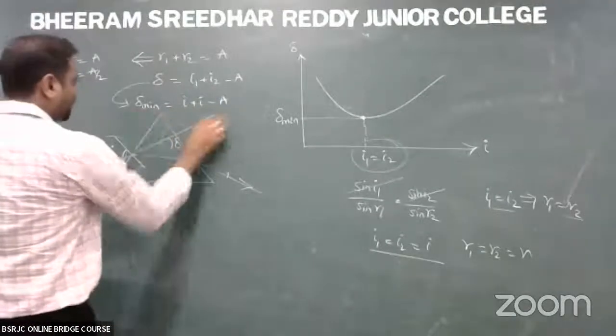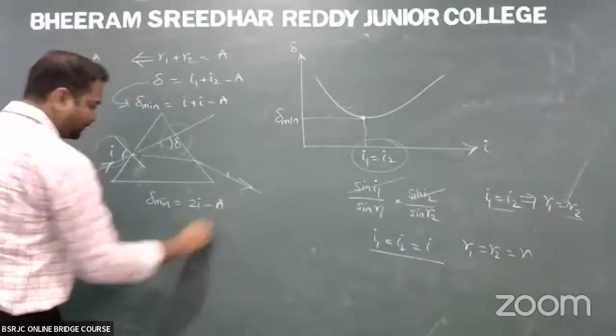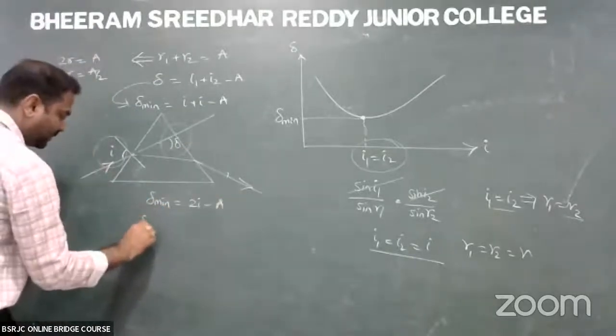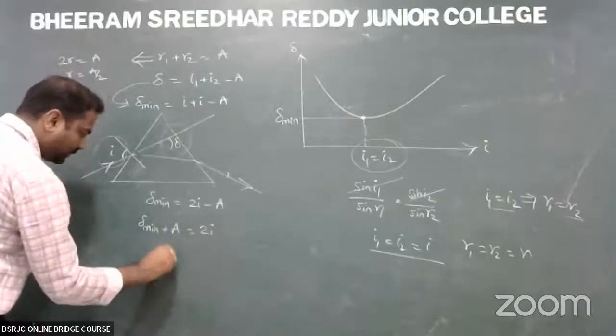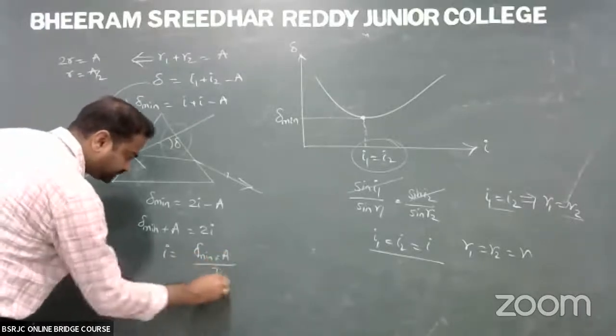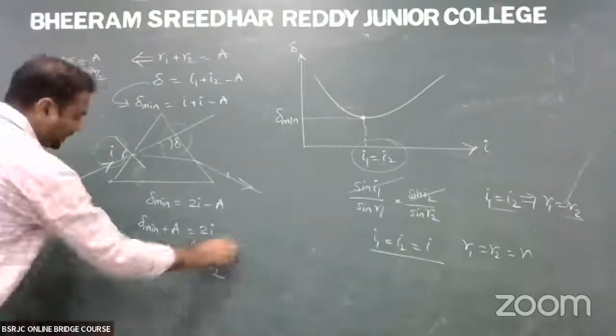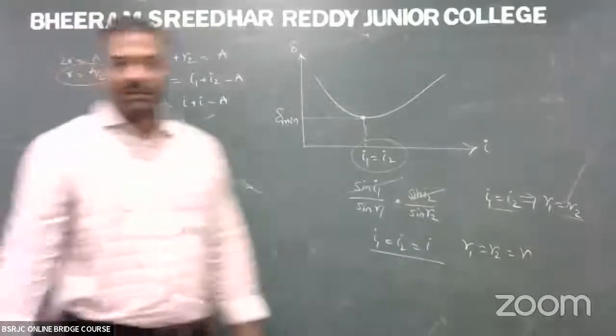Okay. Then minimum deviation is equal to what we can write down? 2I minus A. Then A on this side, minimum deviation plus A is equal to 2I. Then what is I value? I is equal to (minimum deviation plus A) by 2. So now I know the I value. I know the R value. Can you find out the refractive index?